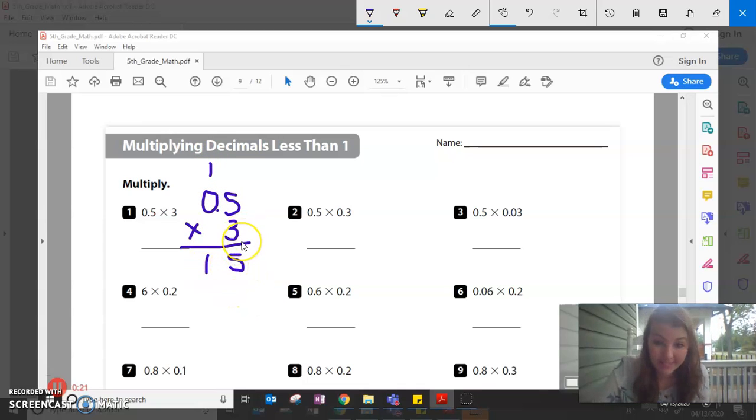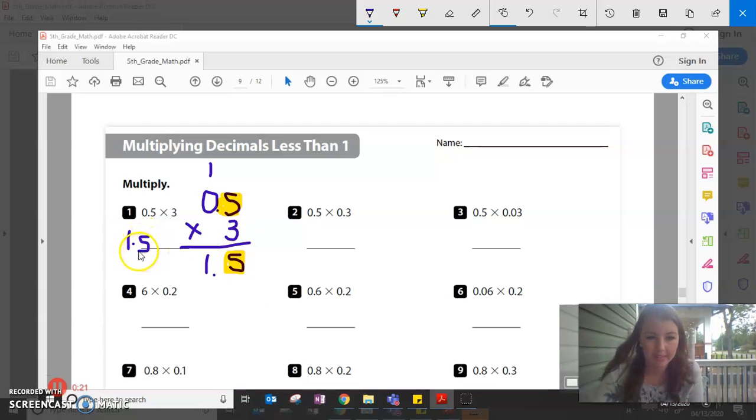But my product is not going to be 15 because I have to remember I wasn't multiplying by 5 wholes, I was multiplying by 5/10. So because I have one decimal place in my factor, I need to have one decimal number in my product. So I'm going to take my decimal point and move it so that I have one digit in the decimal place. So my product is 1 and 5/10.